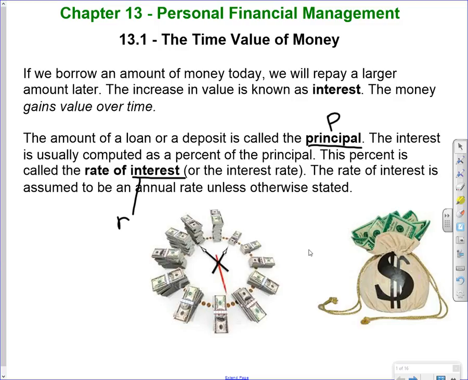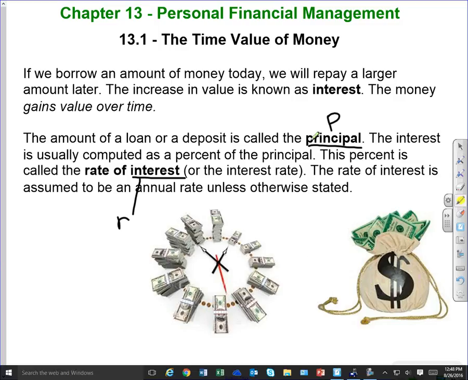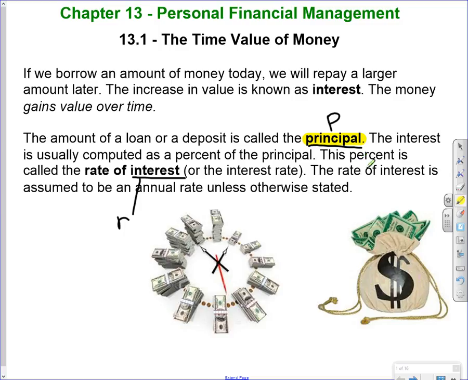The amount of a loan or deposit is called the principal. So this is going to be an important term that we will use pretty often in this chapter, especially looking at some of the formulas we have. If you see a big capital P, then that means we're talking about the principal. So that's the original amount, either the original amount that you borrowed or the original amount that you put into a savings account or something like that.